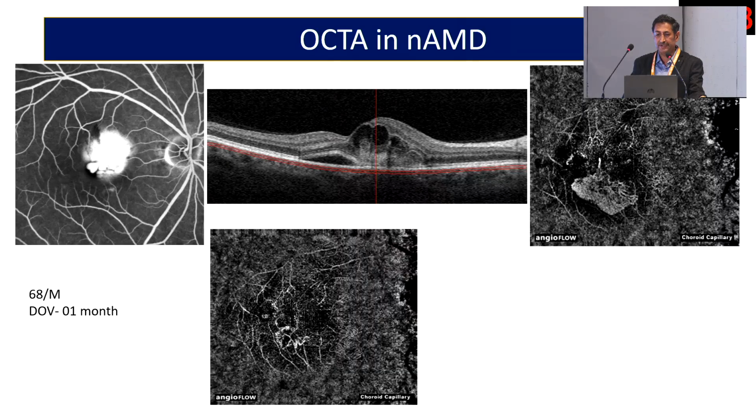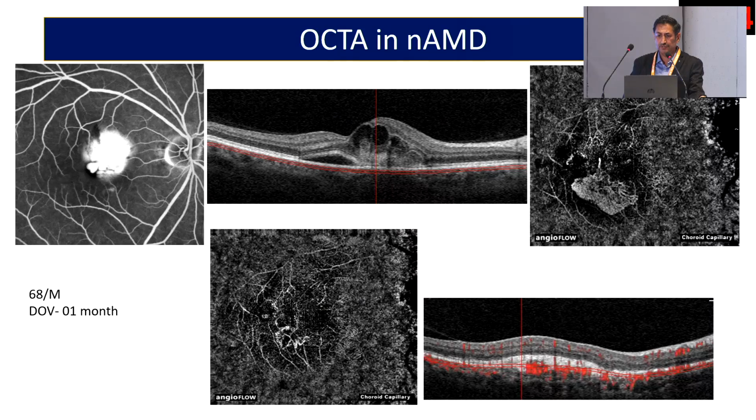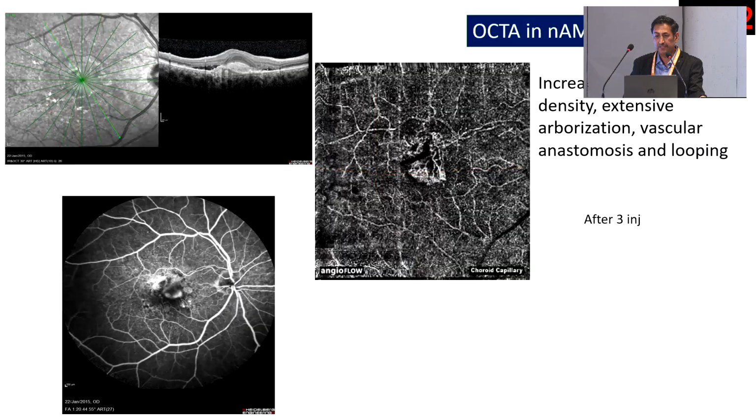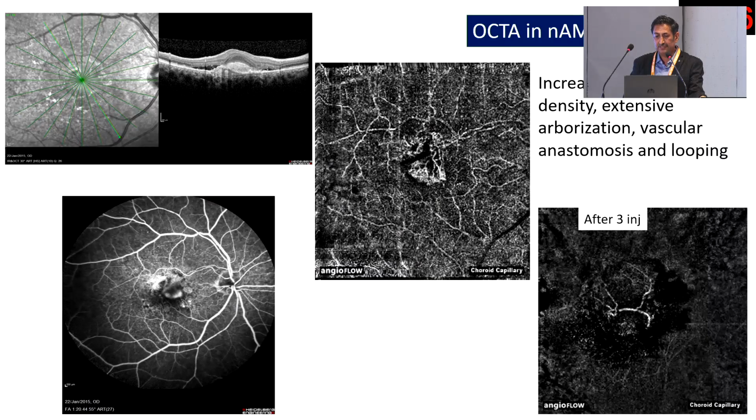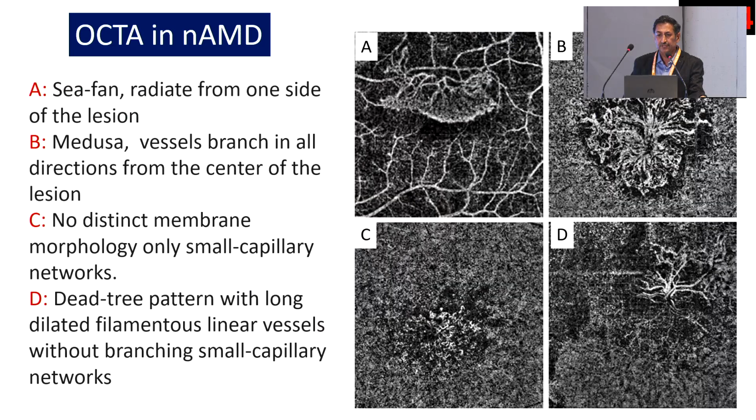And this is post-treatment. So you can see the vasculature has come down, the arborization of the vessel is less. So it shows that it is not really leaking. You can see the change that has happened. And the corresponding OCT also shows the same. This is another patient, CNVM. You can see how nicely it is picked up. And this is after 3 injections. So various patterns have been described.